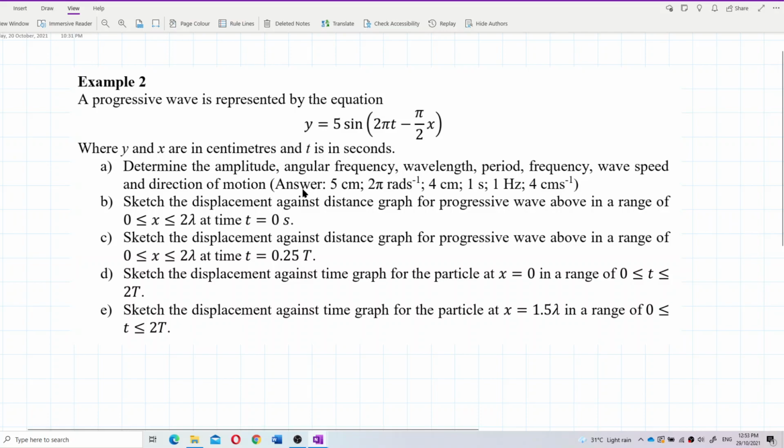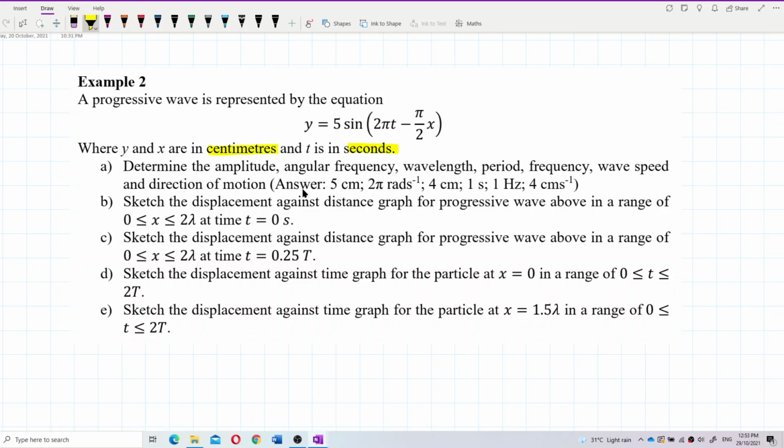Good. So first of all, we must pay attention to the units. The y and x are in centimeters. This is very important. And the time is in seconds. So the displacement and the position x are both in centimeters, and so the amplitude is also in centimeters, and the wavelength, later on, is also in centimeters, because it is based on y and x in centimeters. The time is in seconds, so the period is also in seconds, not milliseconds or whatsoever. So the omega is per second. Okay, so that's all for the units.